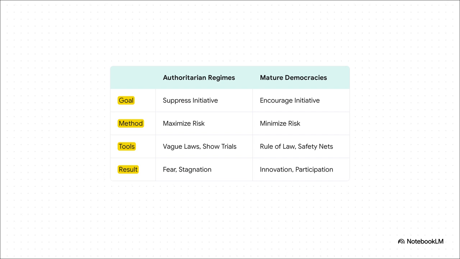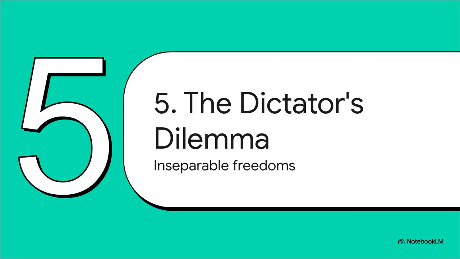Now flip that coin. Mature democracies try to encourage initiative. They work to minimize and institutionalize risk with things like the rule of law, fair courts, and social safety nets. It doesn't mean there's no risk, but it makes the cost of failure survivable. And this all leads to this incredible, almost predictive idea, something we can call the dictator's dilemma. It's about why it's basically impossible to separate one kind of freedom from another.